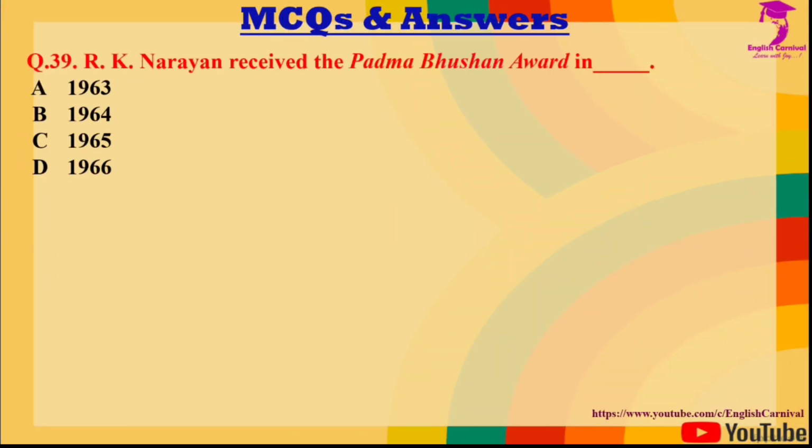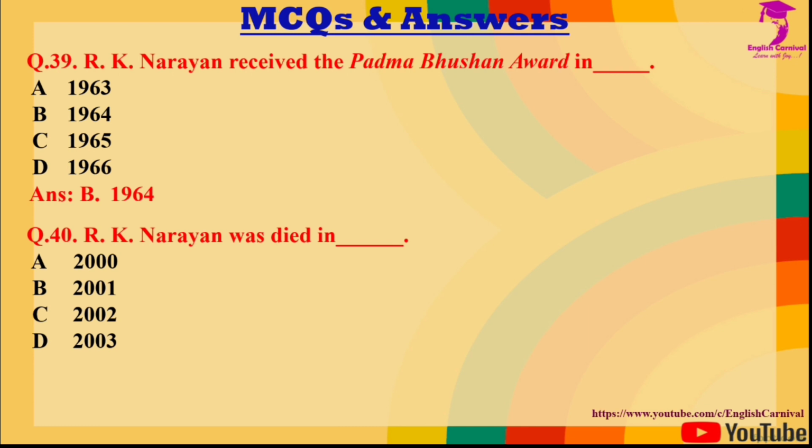Then we have question number 39. R.K. Narayan received the Padma Bhushan Award in which year? Options are A. 1963, B. 1964, C. 1965, and D. 1966. The correct answer is B, that is 1964.